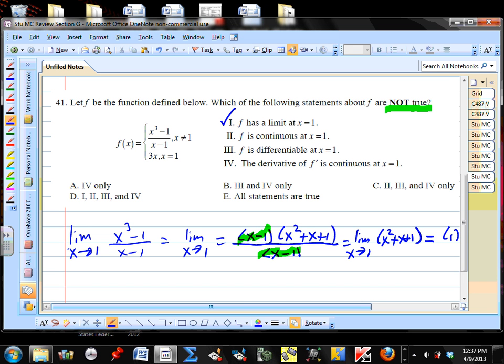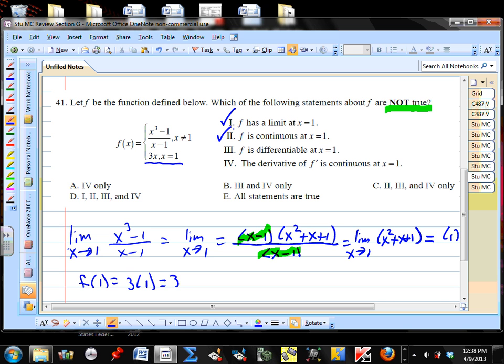Statement 2. f is continuous at x equals 1. Well, let's look at it. If x is not equal to 1, our function approaches y equals 3. If x equals 1, our function is 3 times x, 3 times 1, which is 3. Since these values agree, yes, our function's continuous.